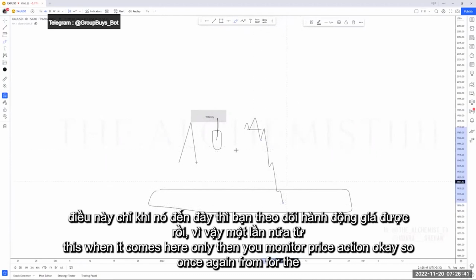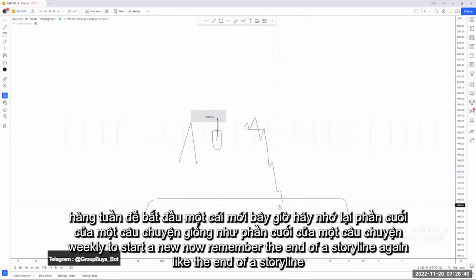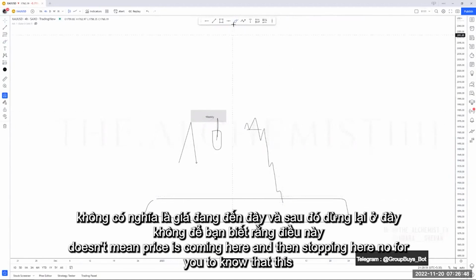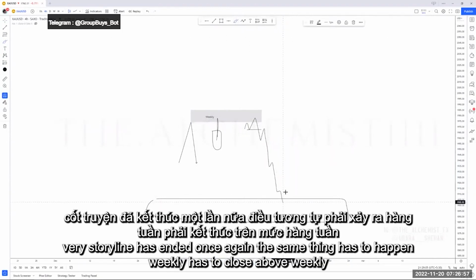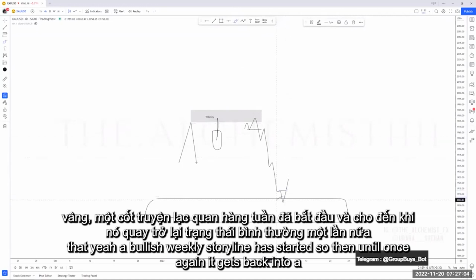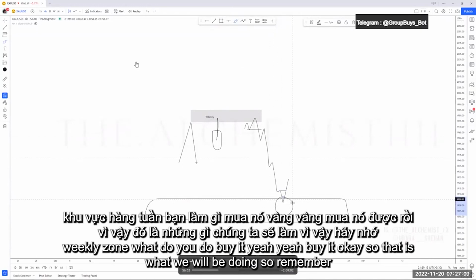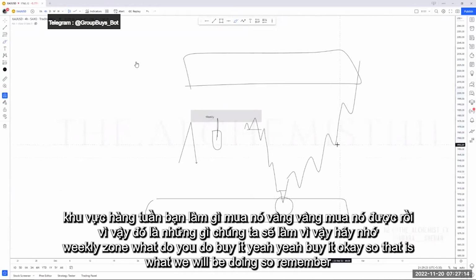Once again, remember, the end of a storyline doesn't mean price just coming here and then stopping here. No. For you to know that this bearish storyline has ended, the same thing has to happen. Weekly has to close above weekly, and the daily or the 4-hour has to give you a bullish break. Then we know that a bullish weekly storyline has started. So then, until once again it gets back into a weekly zone, what do you do? Buy it. That is what we will be doing.